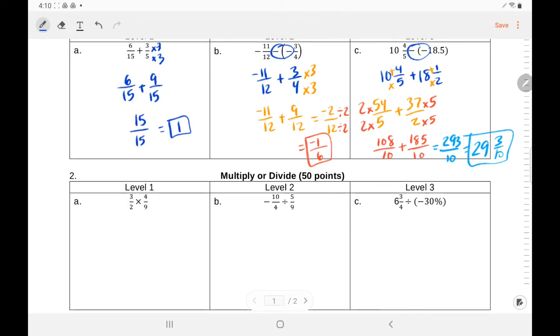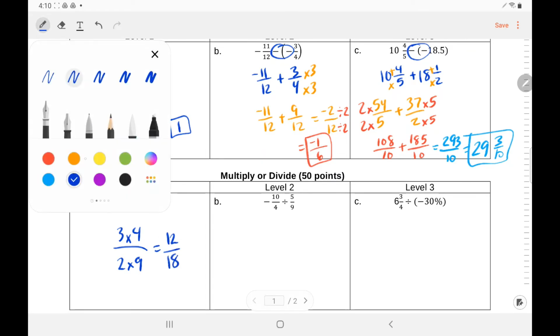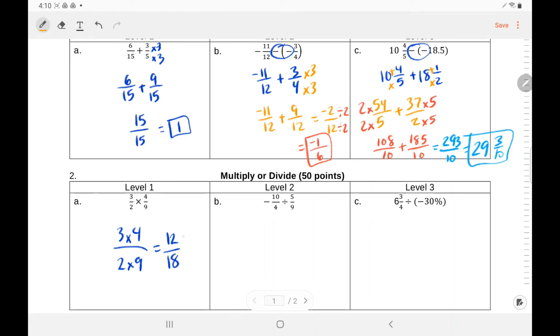Whenever we're multiplying or dividing fractions, you just multiply from left to right. So we have 3 times 4 divided by 2 times 9. And 3 times 4 is going to give us 12, and 2 times 9 is going to give us 18. Now we want to simplify that. 12 and 18 both can be divisible by 6. 12 divided by 6 is equal to 2, and 18 divided by 6 equals 3. So our final solution is 2/3.